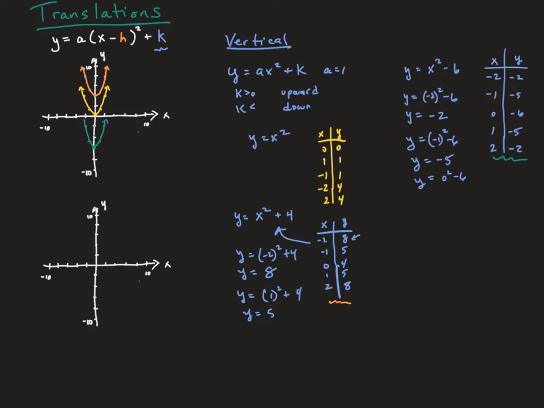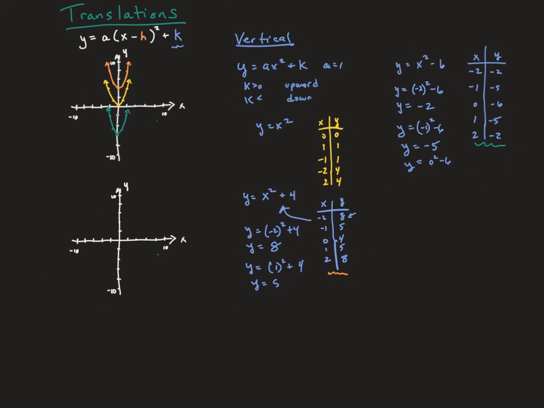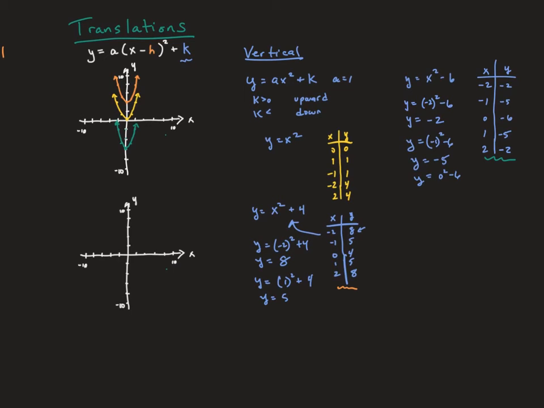And there we have it. We have moved that one down 6. So 2, 4, 6, it is down 6. So we shifted it down. So you can see the vertical up and down, y, is going to be dependent on what is the k value outside the parentheses.